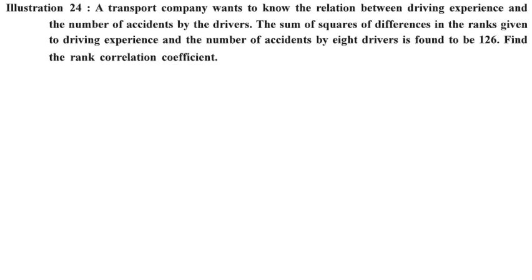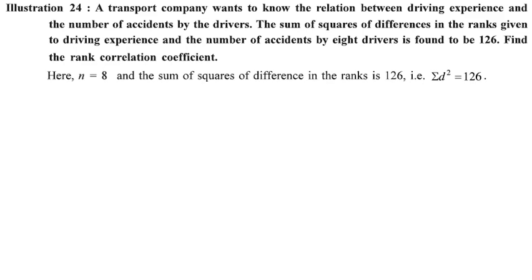Illustration 24. Here the question is directly given in the values. A transport company wants to know the relation between driving experience and the number of accidents. The sum of squares of differences in the ranks, that is summation D square, is given as 126. We have to find the rank correlation.